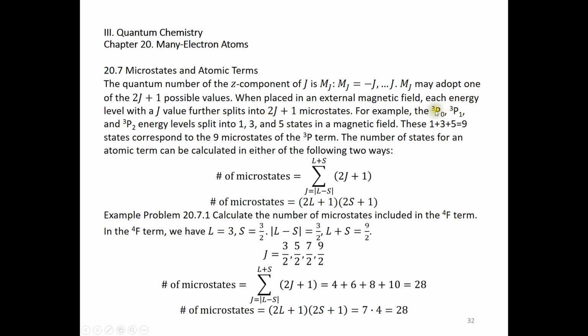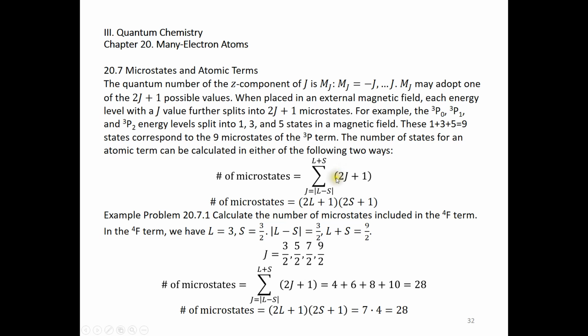For example, 3P0 splits into just one state, 3P1 splits into 3 states, and 3P2, where J is equal to 2, splits into 5 states in a magnetic field. In total, we have 1 plus 3 plus 5, that's 9 microstates, corresponding to the 9 microstates in the 3P term. The number of states for an atomic term can be calculated in two different ways.